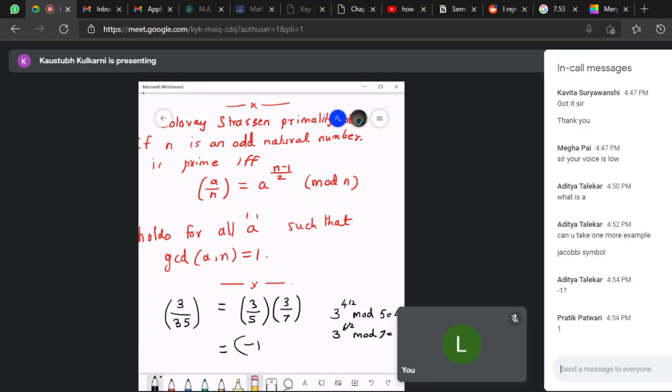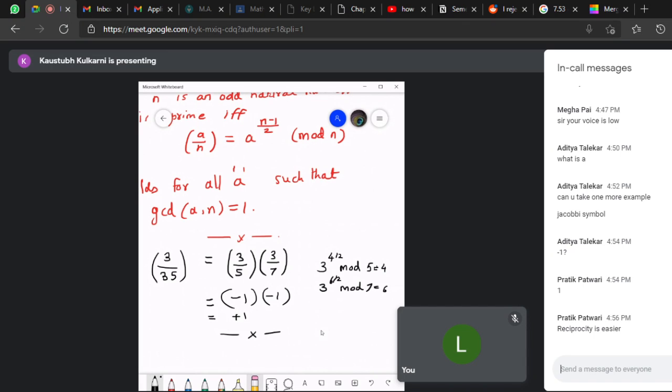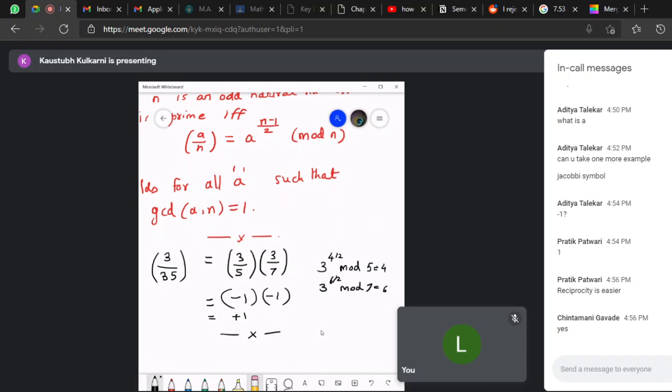So this becomes minus 1, and here 3 cube is 27. 27 mod 7 is 6. So 6 mod 7 is congruent to minus 1 again. Therefore the product is plus 1. Very simple example. Any question on this quickly, or did you get this, every one of you? Yeah, reciprocity gives you 2 upon 3 in both cases, right? That is also possible. Use any law. So plus 1. Everyone agrees with this? Okay.